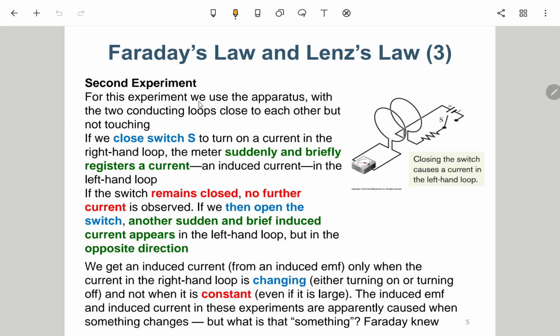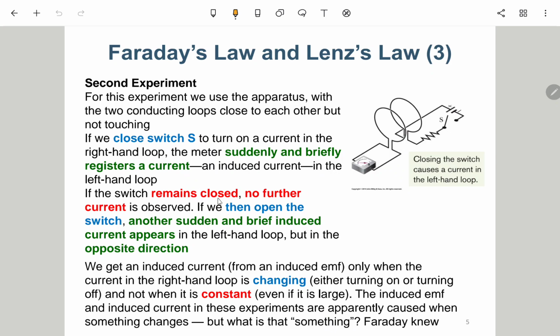So in such a way, for this experiment, if we close switch S to turn on a current in the right-hand loop, the meter suddenly and briefly registers a current. Originally the switch is open. Then if we close the switch, which means that there will be a current appearing. So this loop will suddenly generate some B field going through this loop, and there will be a sudden current, briefly registering a current in the left-hand loop.